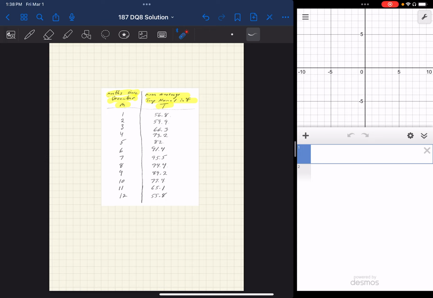So the next thing we're asked to do is identify the midline. Well, in order to identify the midline, the first thing that I need to know is what is my maximum and what is my minimum value, because the midline is halfway between your maximum value and your minimum value.